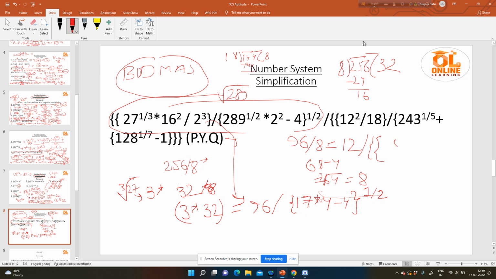So we will be getting here 8 divided by 243 to the power 1 by 5, that is the fifth root of 243. As it is an odd number, 2 will not be there. You can check it by 3, because 3 into 3 is 9, 27, 81, 243. So we are getting it as 3 here. Okay, plus 128 to the power 1 by 7. You know 4 cube is only 64. So 4 sevens is very much greater than 128. So obviously it will be 2. 2 power 7 is 128.